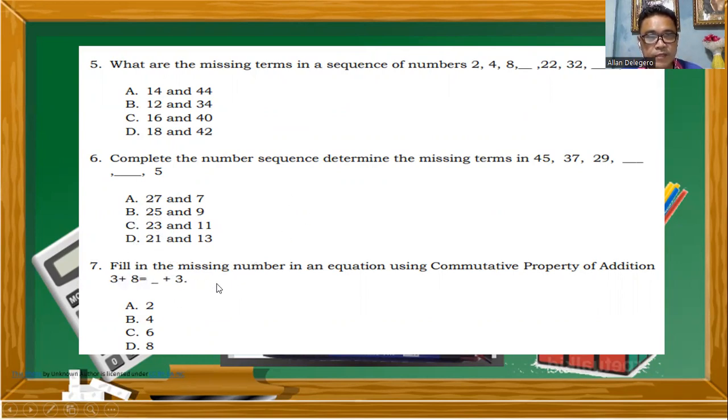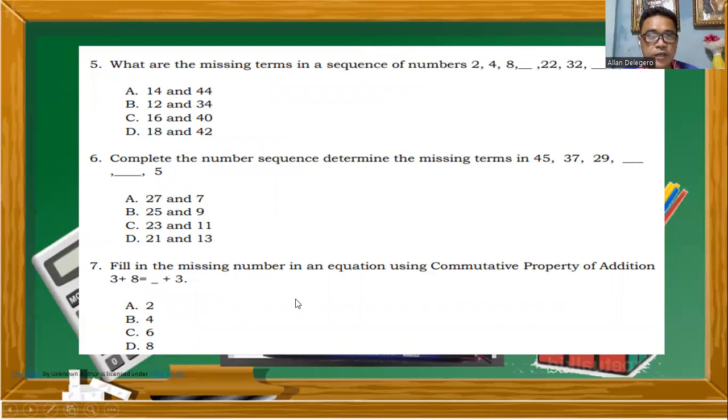7. Fill in the missing number in an equation using commutative property of addition. 3 plus 8 equals blank plus 8. A, 2. B, 4. C, 6. D, 8.